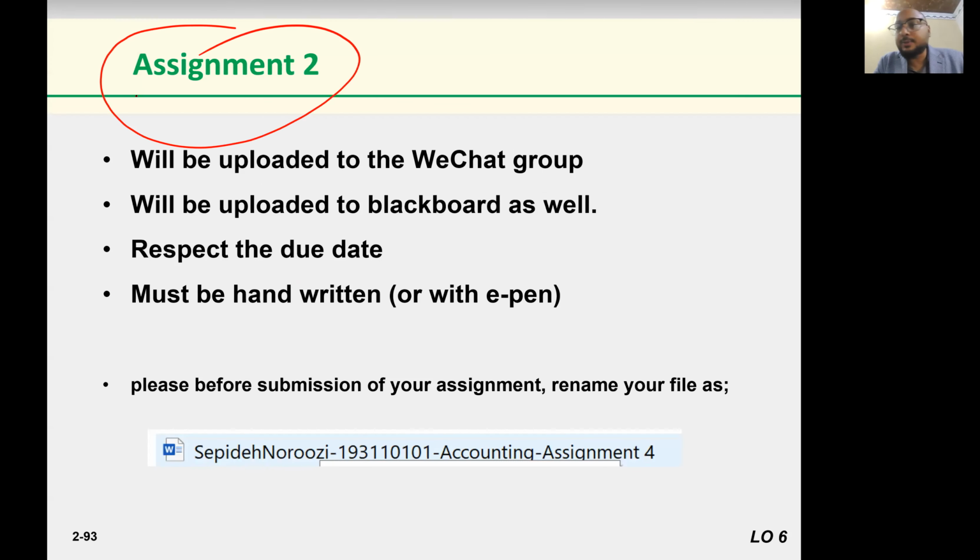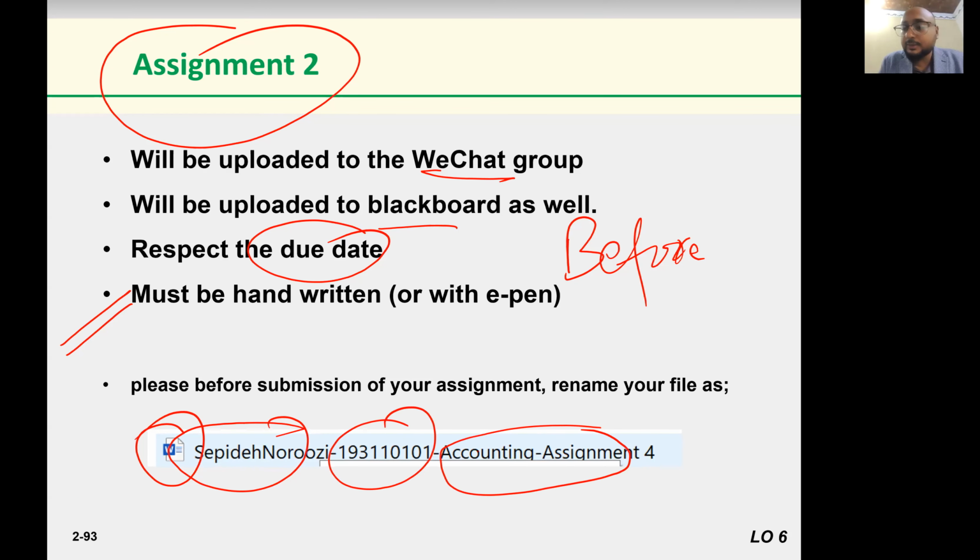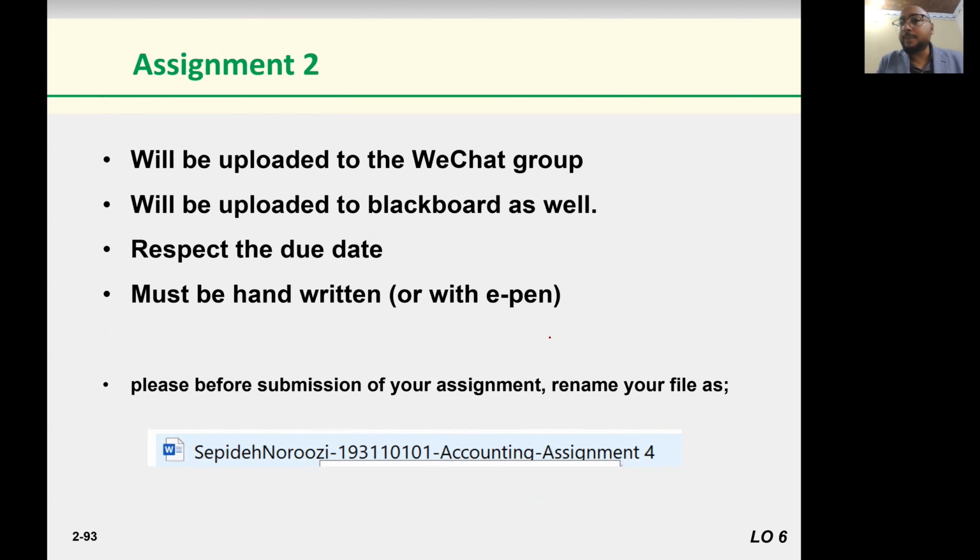Assignment 2: I will be uploading the assignment on both platforms, WeChat and Blackboard. But remember, the due date is before the next class. Next week, we are having the Independence holiday from October 1st to October 7th, so next week we don't have any class. Remember, it must be handwritten. Please upload in Word file and rename your file like this, so that I may not miss your assignment or it may not be overwritten by other students. And also, please write your best writing so that I can understand.